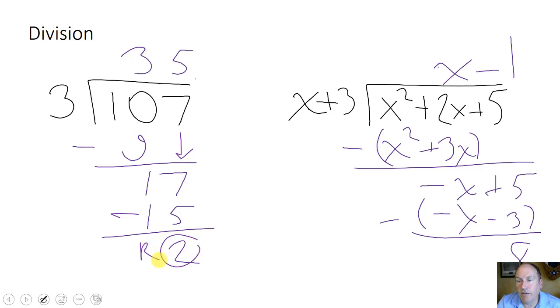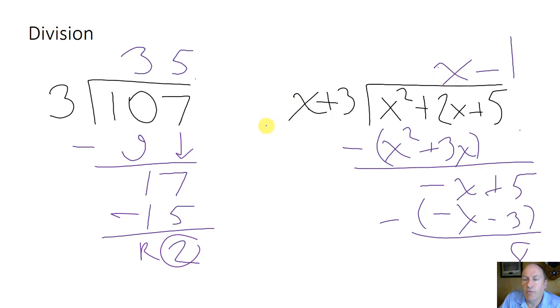In a similar way, we can divide polynomials by polynomials. Let's take the case of x squared plus 2x plus 5 divided by x plus 3. Well, we figure out how many times x plus 3 will go into this thing. So we just look at the leading term. How many times does x go into x squared? Just like over here we said, how many times does 3 go into 10? Well, it goes into it x times, because x squared divided by x is x.